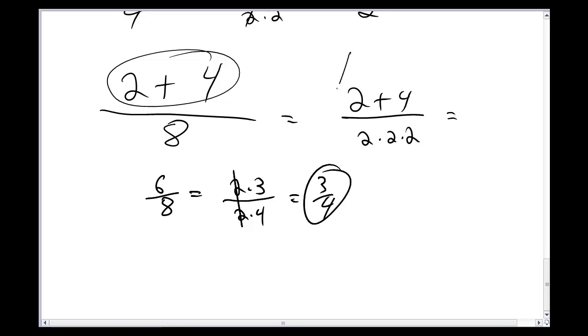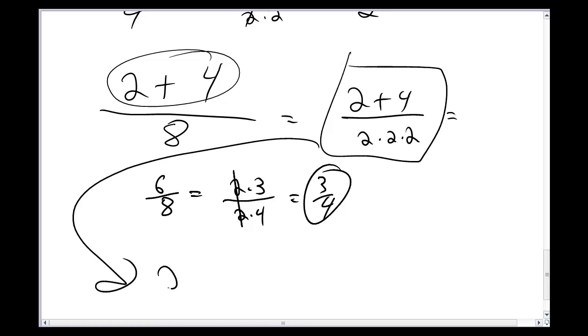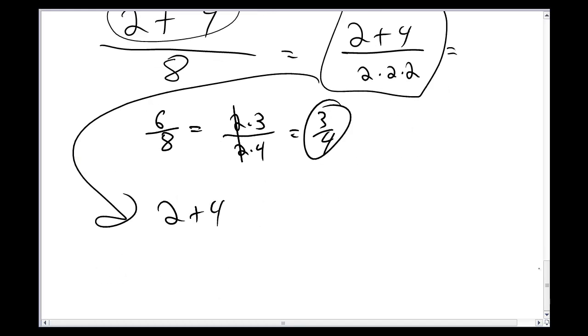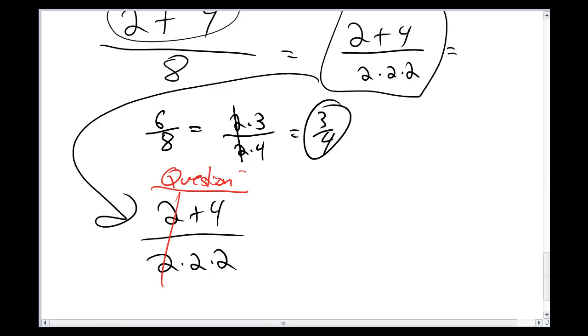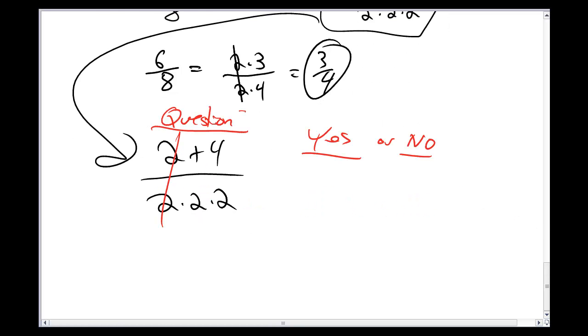However, when I'm looking at this, there might be some cancellation I want to do. Let's take this down here and do that 2 plus 4 over 2 times 2 times 2. Question for you. Can I cancel these? Yes or no? Well, let's look. If I do cancel those, what have I got left?